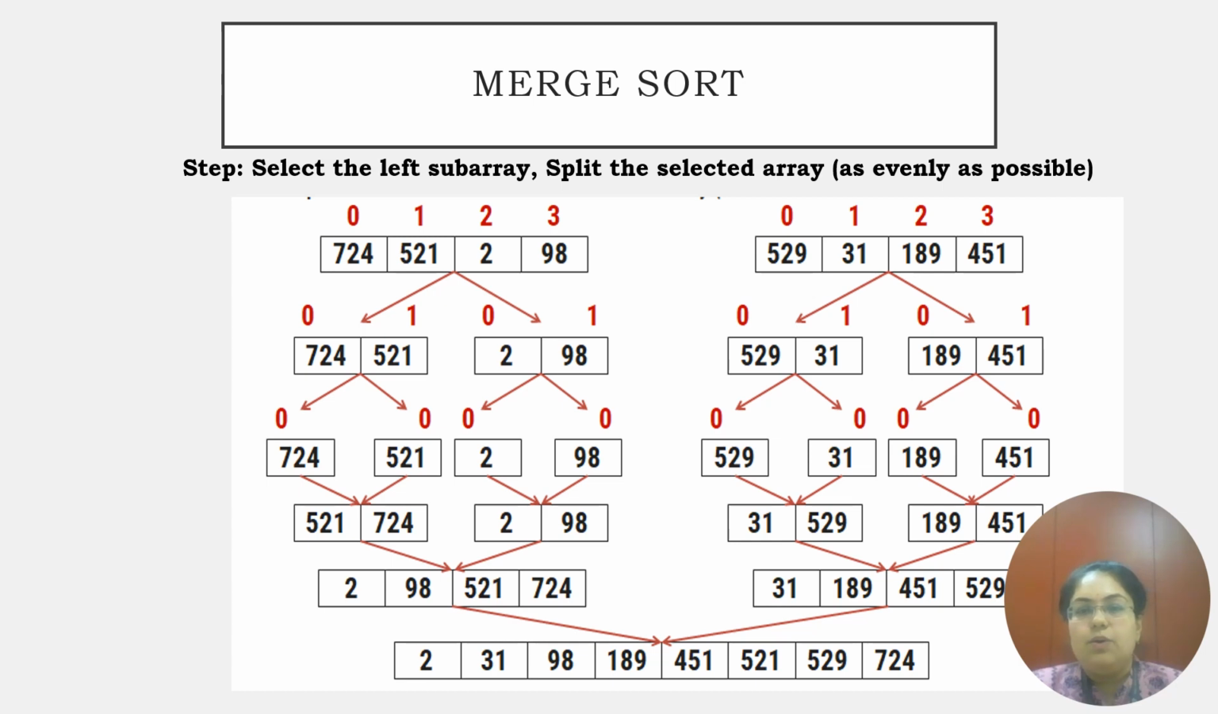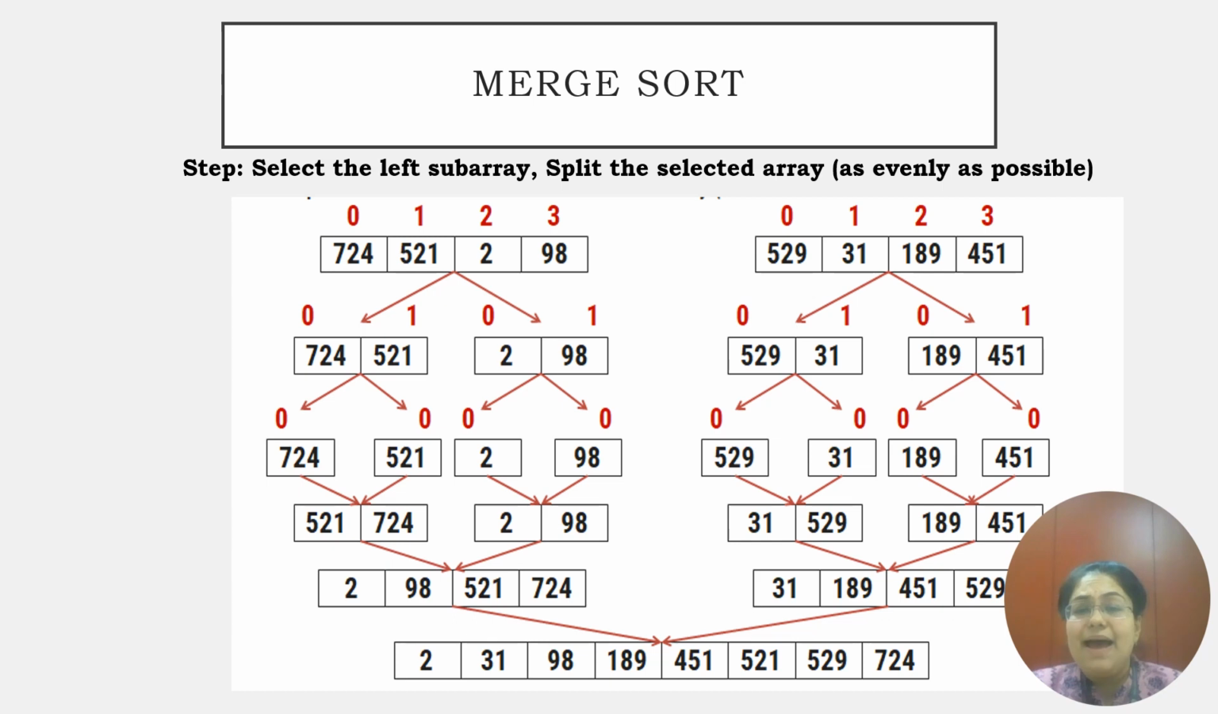Again we are going to merge these up, like we did on the left hand side. So we compare 529 with 31. 31 is less than 529, so we swap these two values. Now we compare 189 with 451. There will be no swap here, as both are at the correct place. Now we merge these two sub arrays, 31, 529 and 189, 451.